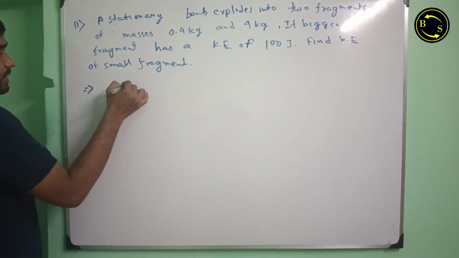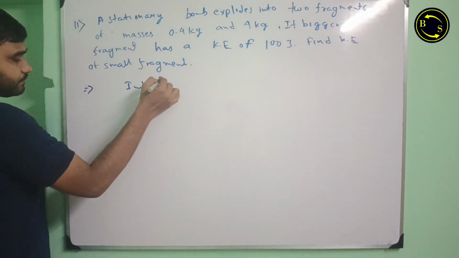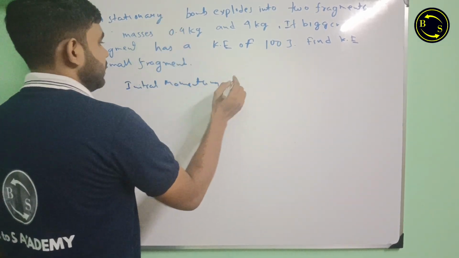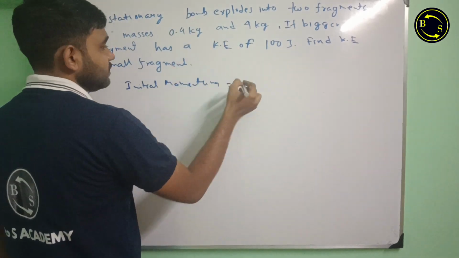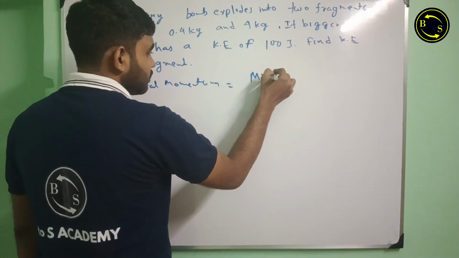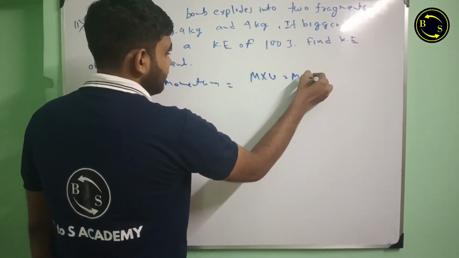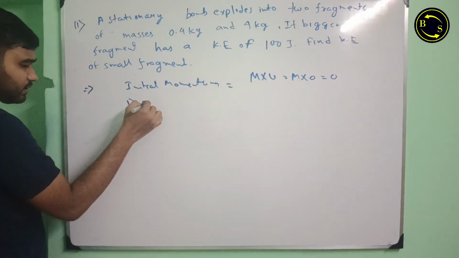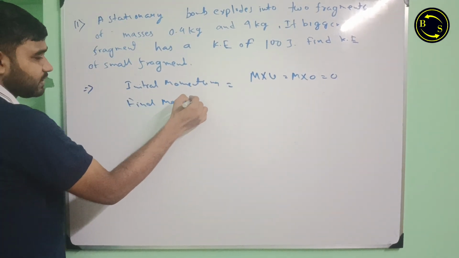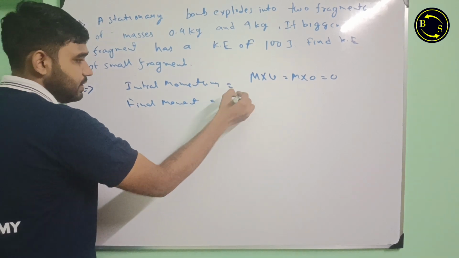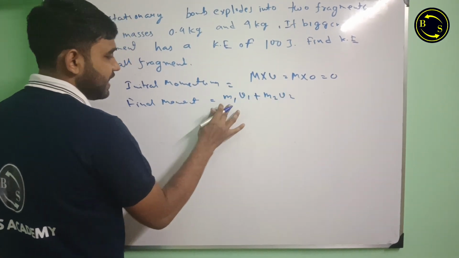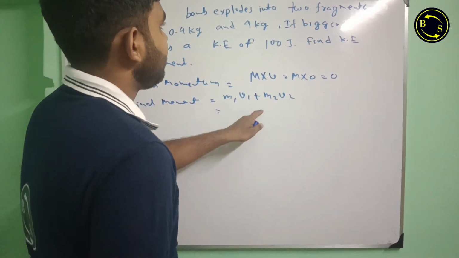Okay, now initial momentum কত? When বোমটা স্টেশনারি ছিল তখন ইনিশিয়াল মোমেন্টাম টোটাল মাস ইনটু v, m into 0, which gives us 0. Then ফাইনাল মোমেন্টাম কত হলো? ফাইনাল মোমেন্টাম আমাদের এলো m1 v1 plus m2 v2, where m1 is the smaller fragment and m2 is the bigger fragment.